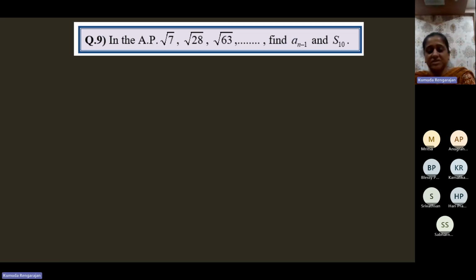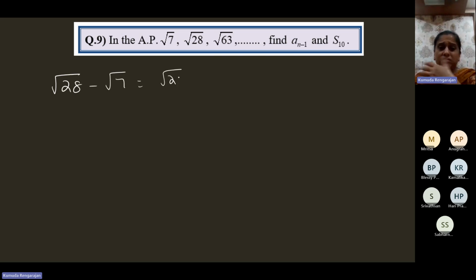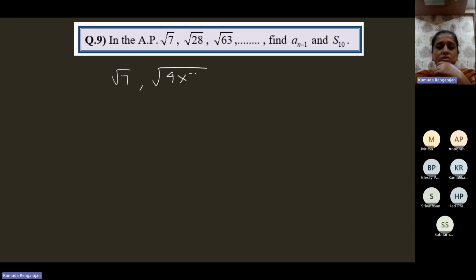So what's the common difference of this AP? Root 7. Correct. It's not root 28 minus root 7, which is root 21. It's not this. That calculation is incorrect. So root 7, and the second one is 4 into 7, 28.